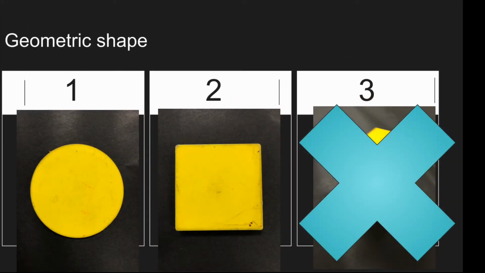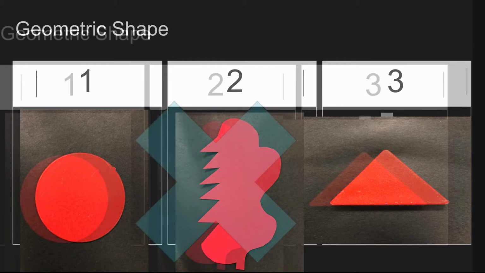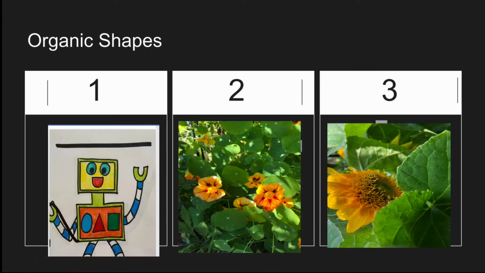If you chose number 3, you're right. Number 3 is a form, not a flat geometric shape. Let's do geometric shapes again. Which one is the fake? That's right. Number 2 is the fake. 2 was an organic shape.